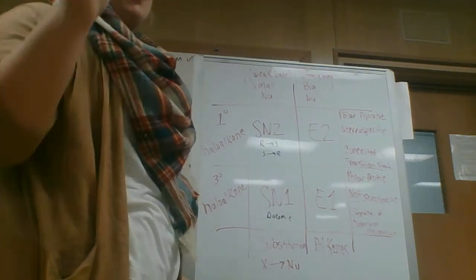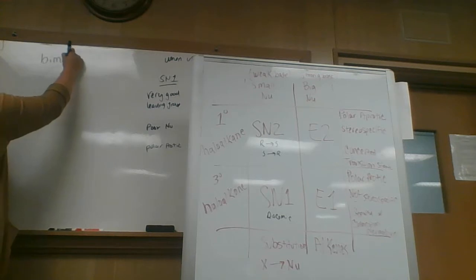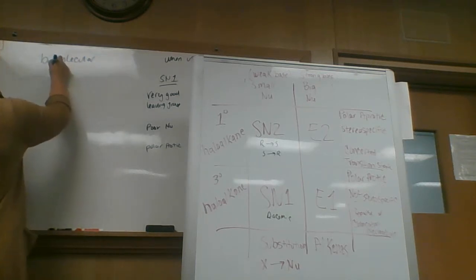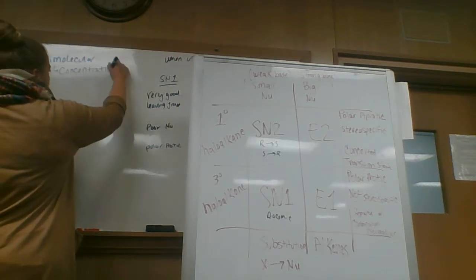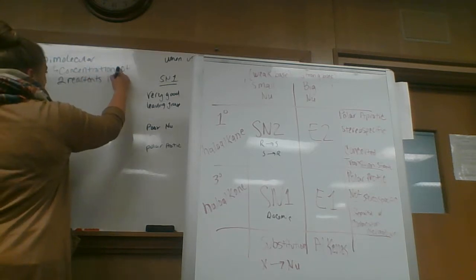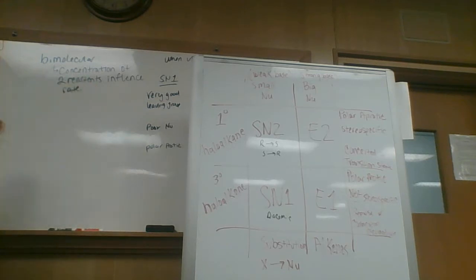Somebody other than Kate. Concentrations of two reactants that affect the reaction rate. Good. So second order reaction: concentration of two reactants influences the reaction rate. Okay, so in a bimolecular reaction that would be the concentration of the alkyl halide and the nucleophile.